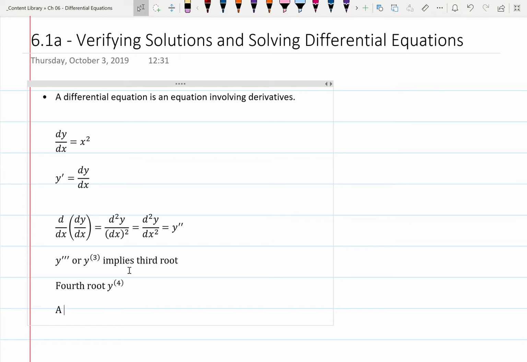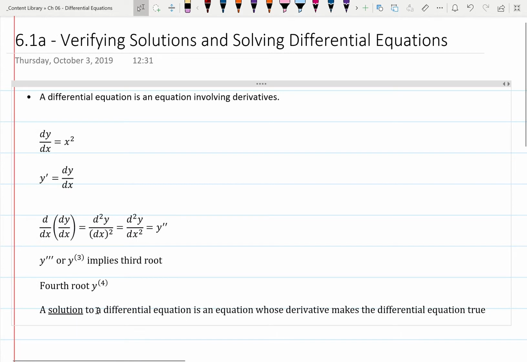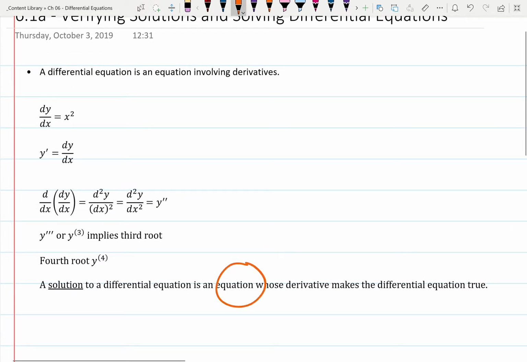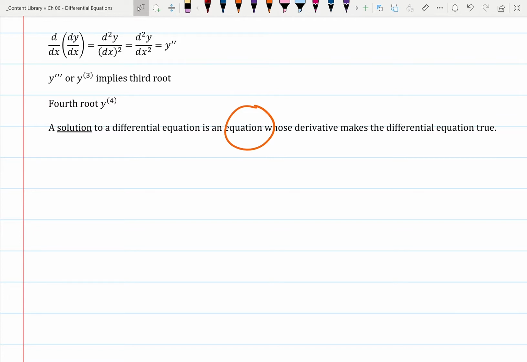A solution, or what it means to solve a differential equation. A solution to a differential equation is an equation itself whose derivative makes the differential equation true. So a solution to a differential equation is yet another equation. Now that's all down, I'm going to go to some actual examples and switch to handwriting.